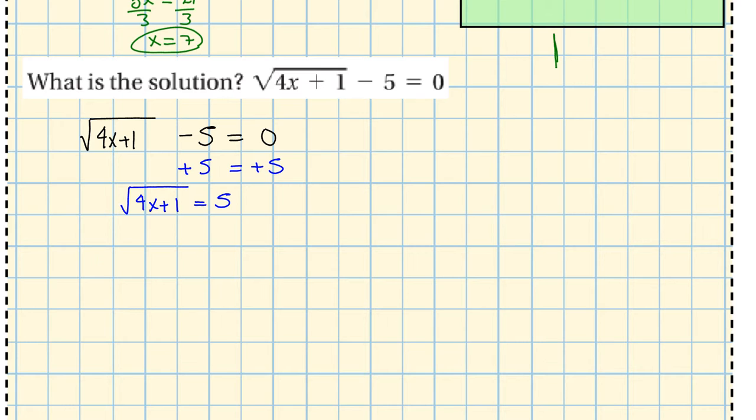Then, we're going to square both sides. Okay, the square and the square root cancel out, only getting 4x plus 1. And then we're going to get 25. Of course, the last step is to isolate x. So we're going to subtract 1 from both sides of the equation, and x is equal to 6. And we're done. Go ahead and try the practice problems if there are any.